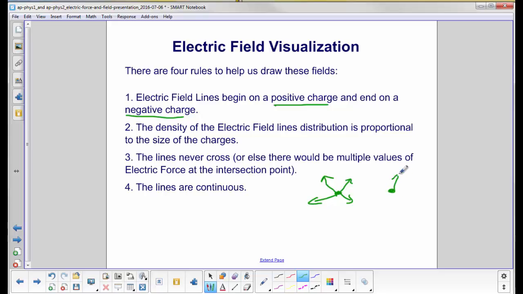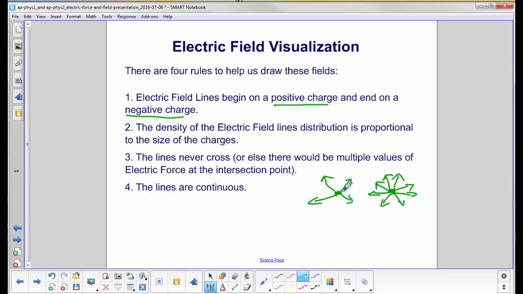If I have a bigger charge, I will have more electric field lines. Now remember, these are just abstractions of what is really there. So I would look at this picture and know that this is a much stronger charge.